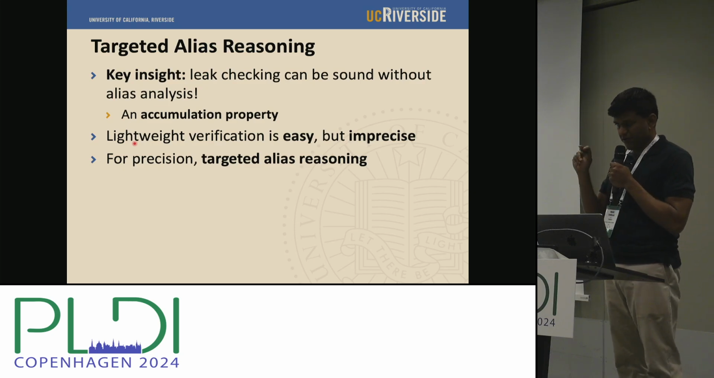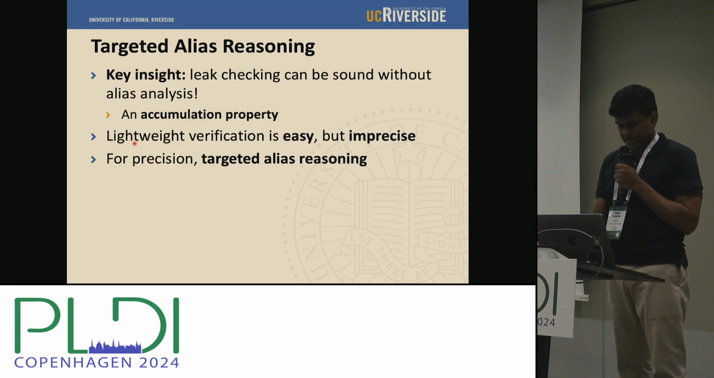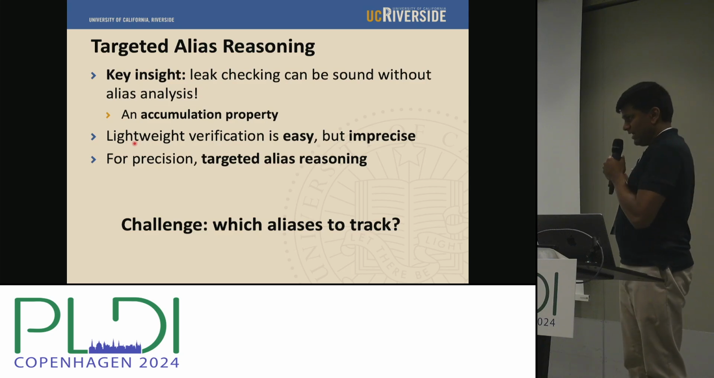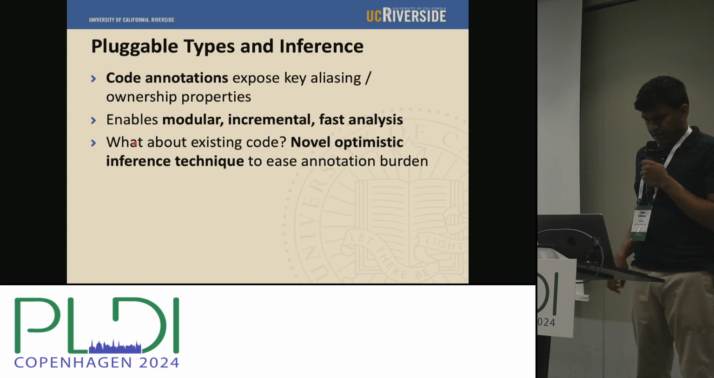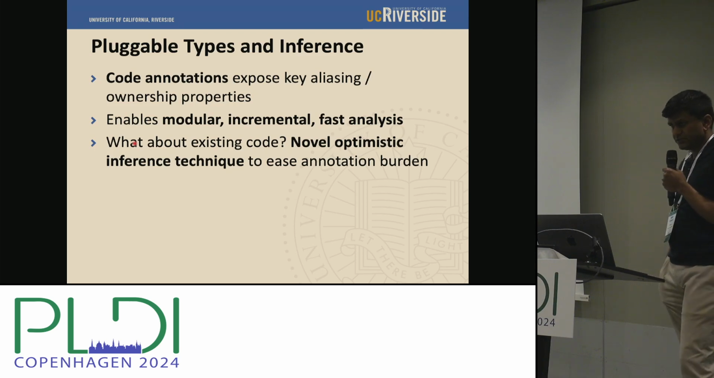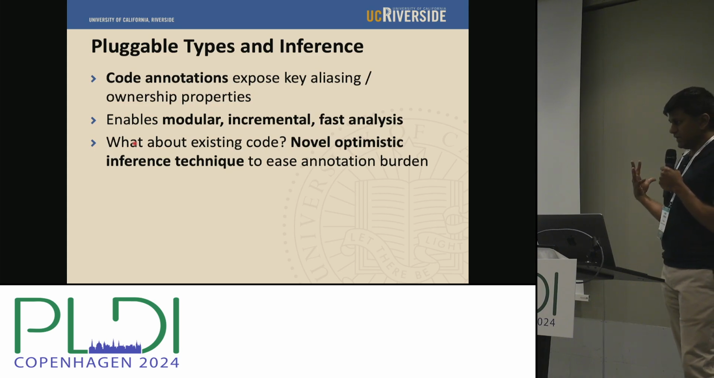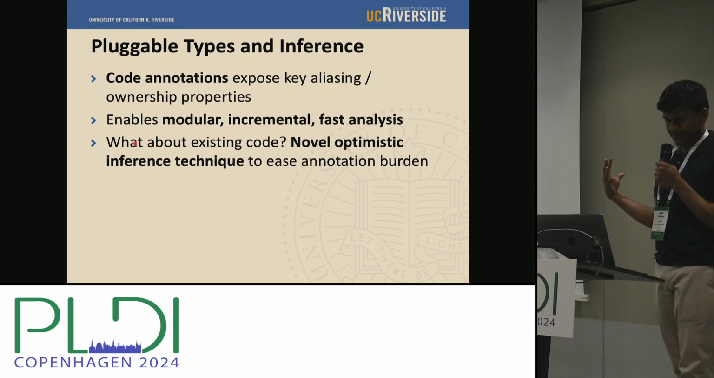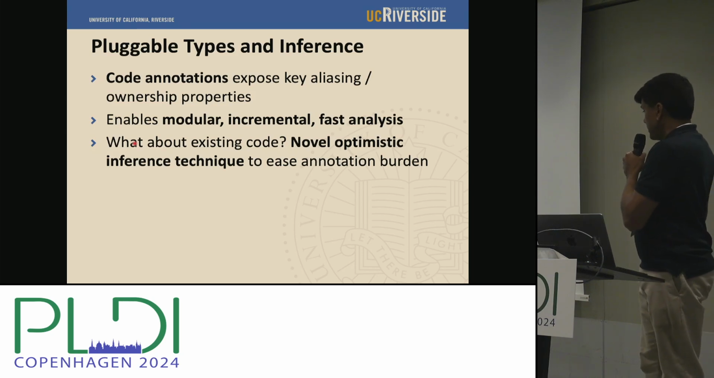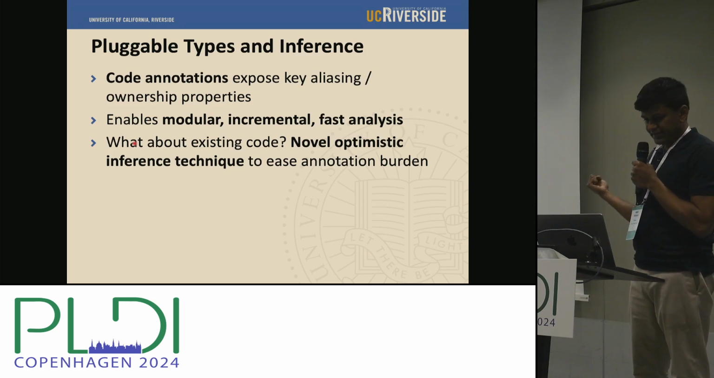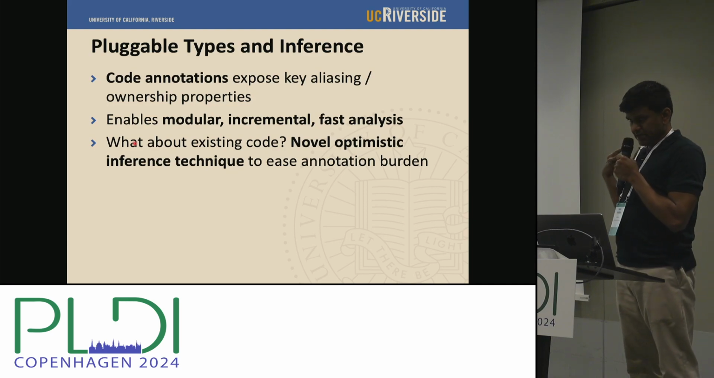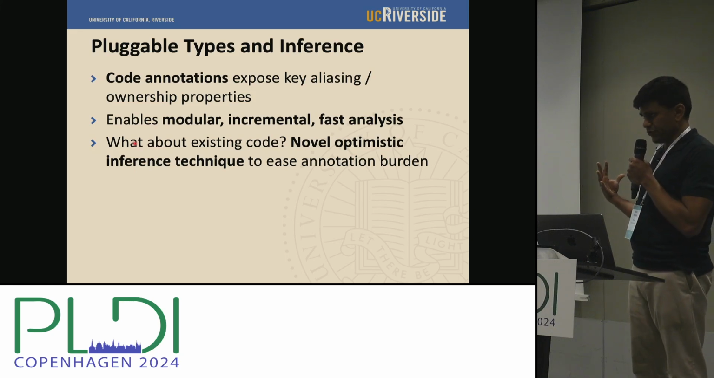If you can track the right set of must aliases, you'll be in good shape. But that raises the question, well, how do we know which of these aliases we actually need to track? And here, I've been doing a lot of work over the last few years on pluggable type systems, right? Where you add some additional annotations to your code and it enables checking of correctness properties within the compiler, almost like a type checker. And that's the approach we use here, where we've defined sets of code annotations that expose the really important aliasing and ownership properties to get more precision in this resource leak checker and capture the patterns that are used in practice.